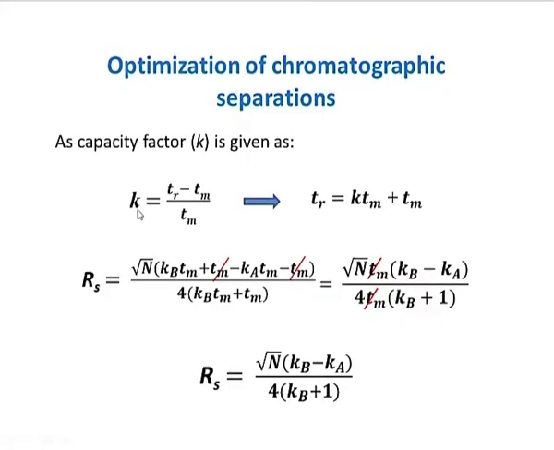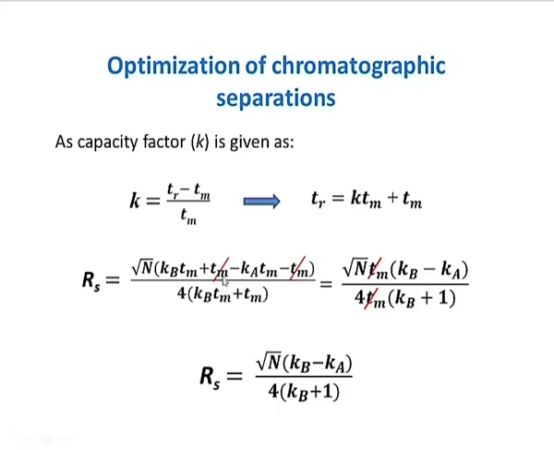So, we know that capacity factor for any given peak is given by k equals (Tr minus Tm) upon Tm, that we have established. Now, using this equation, you could find out the value of Tr. So, this Tr could be equal to k Tm plus Tm, that is simple. Now, keeping this value in hand, this Tr could be TRB or could be TRA. So, we put this value of TRB and TRA into the previous equation of resolution.